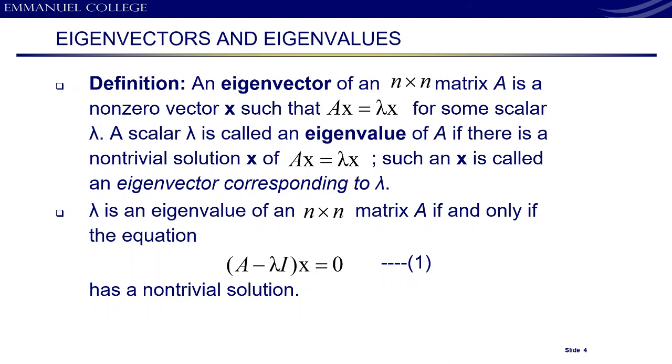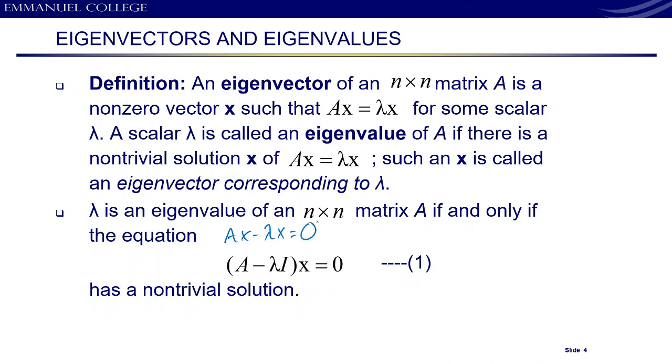This is where it's going to be a little bit more useful. Lambda is an eigenvalue of an n by n matrix A if and only if the equation (A minus lambda I) times the vector x has a non-trivial solution. Remember, the trivial solution is just 0. From up here, we have Ax equals lambda x, so if I subtract lambda x from both sides, I get this.